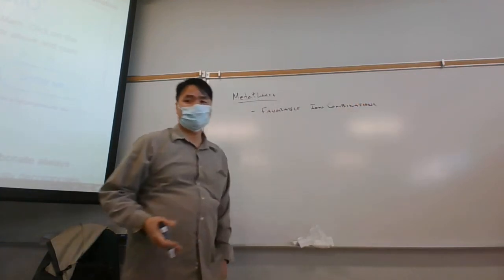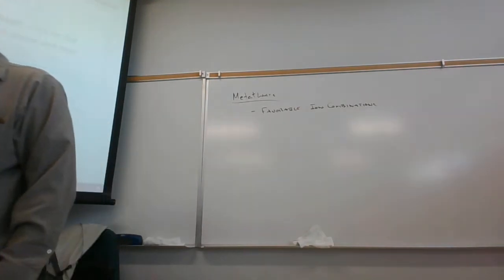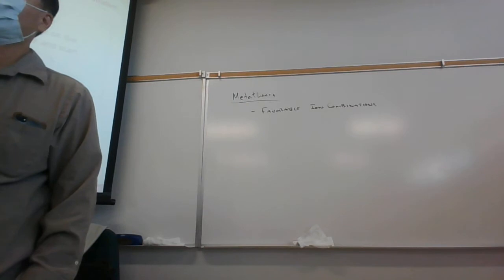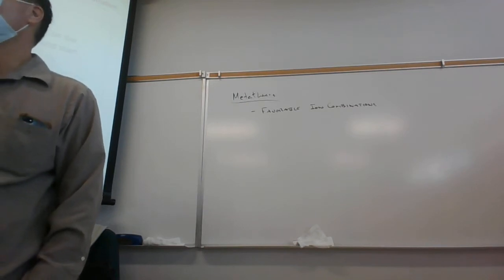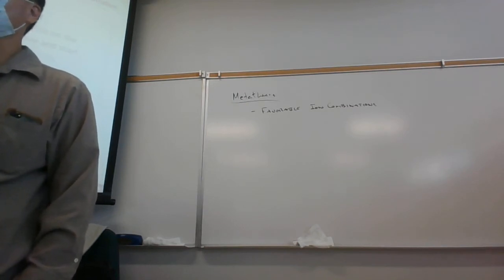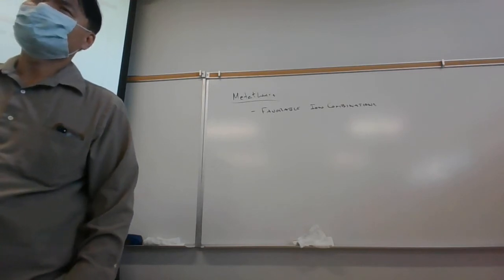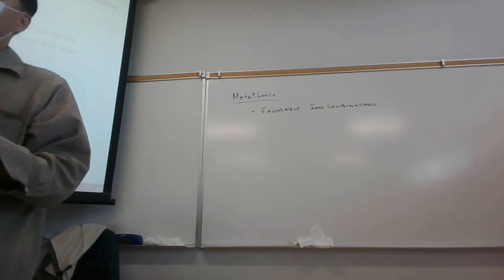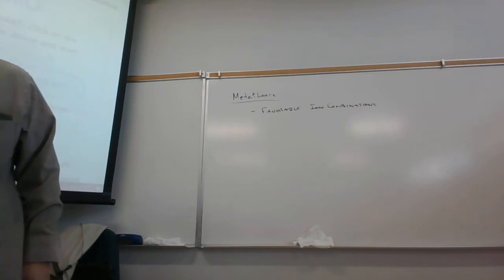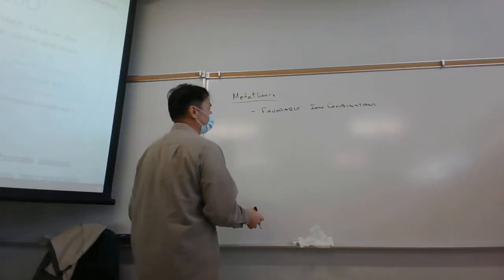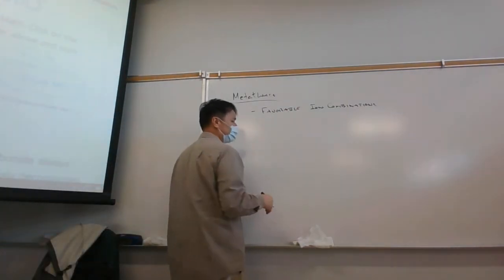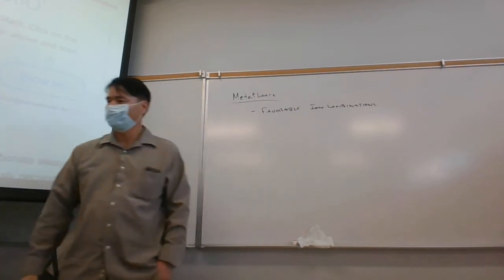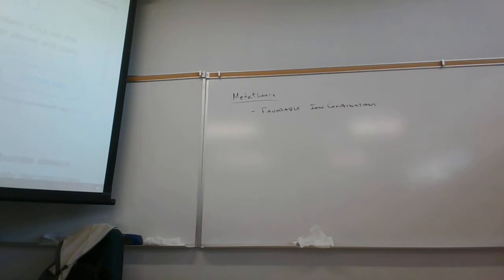How do we know when we get a favorable ion combination? The favorable ion combination forms something that's more stable. Usually something that's more stable is more strongly bonded. Things that are less stable are weakly bonded and more reactive. Things that are more stable are more strongly bonded and less reactive. So for favorable ion combinations, we look at what types of things we see.